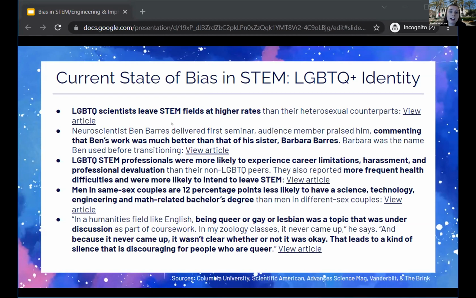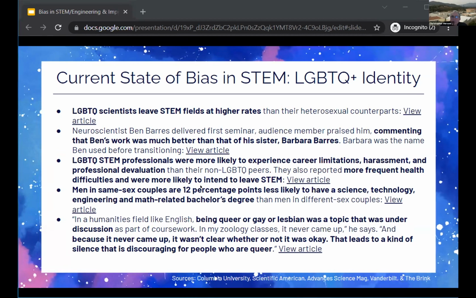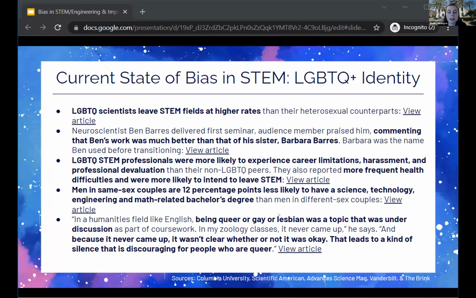They found that this one's almost funny, but it's not, where someone who is transgender changed their gender and was basically told they were more competent than their sister, which was actually their name when they were a woman, right? So it was the same research, same person, but once they transitioned, they basically inherited this gender bias, right? They experienced it on a deeper level because they were living as a woman. LGBTQ STEM professionals were more likely to experience career limitations, harassment, and professional devaluation, more frequent health difficulties, and more likely to just intend to leave STEM anyway after facing those discriminations.